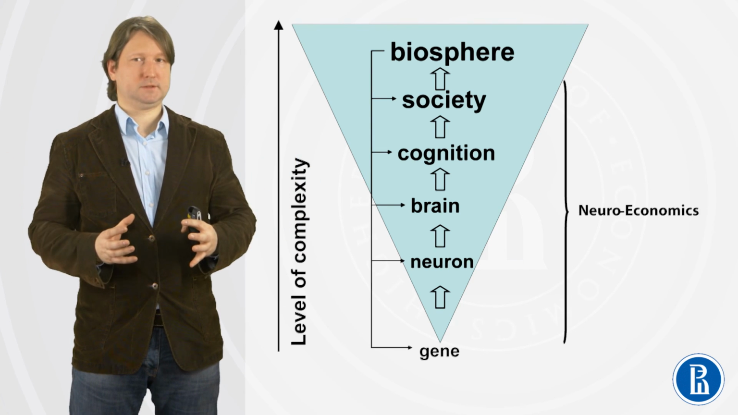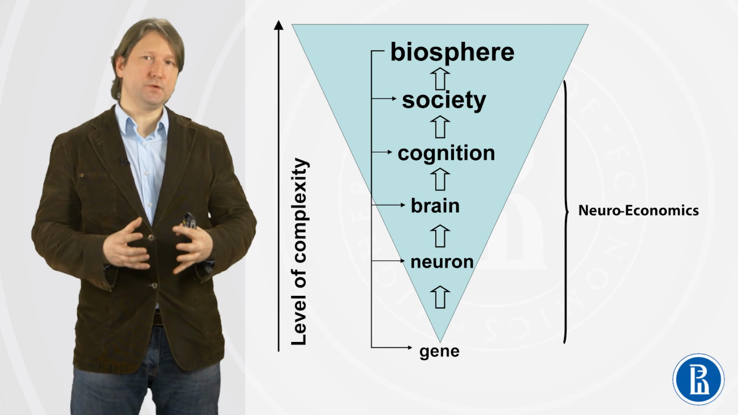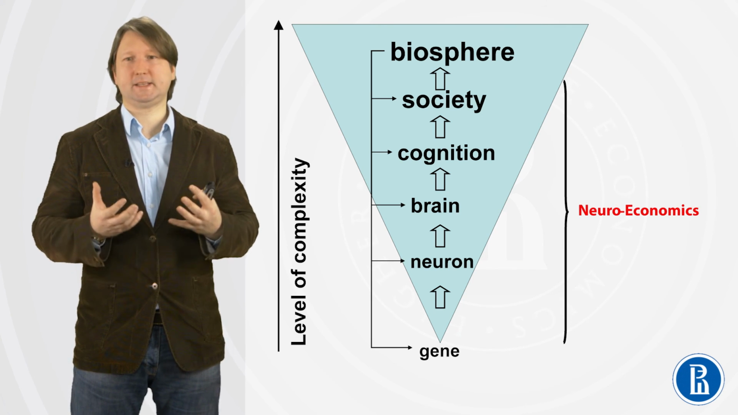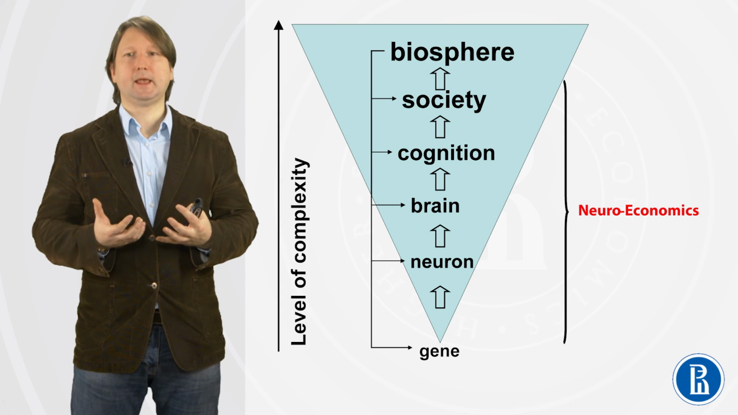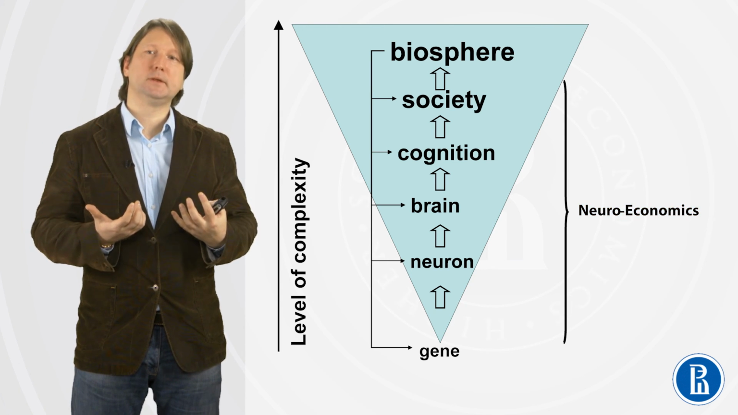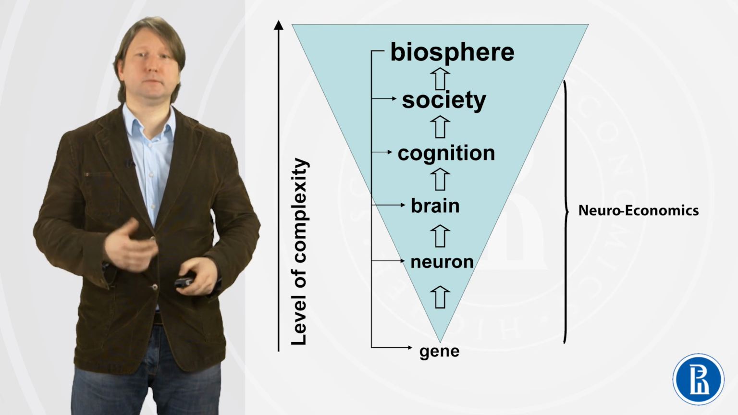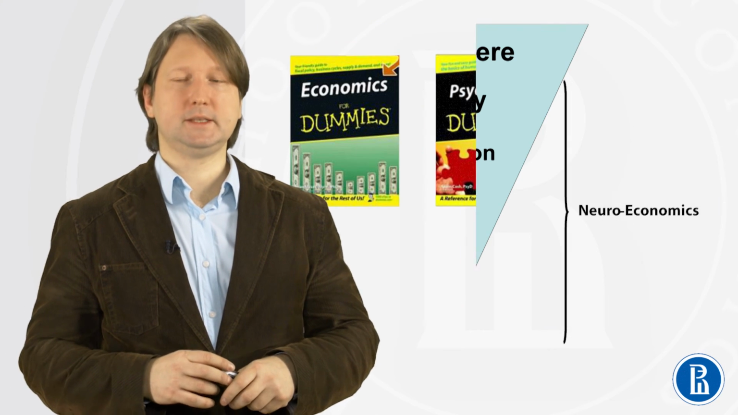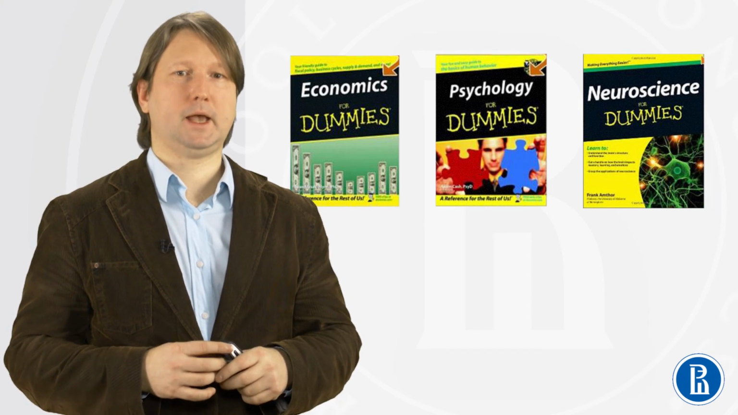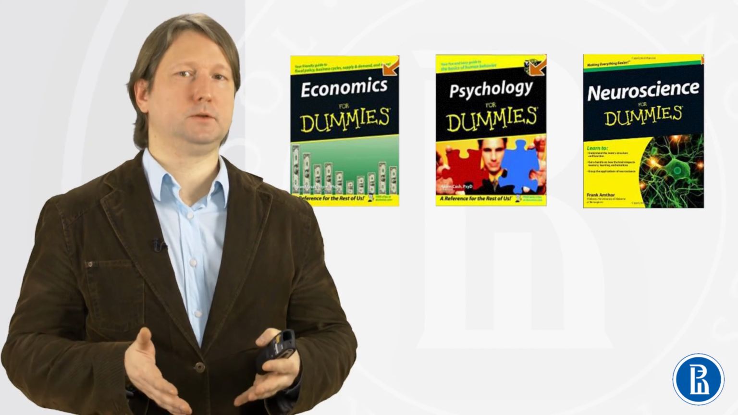To merge all these fields together and create a unified theory of decision making. This is a very ambitious plan, but this is a very exciting and provocative idea. And I hope that you will also get this excitement about this new provocative field from this course. So what is the reason to combine economics, psychology, and neuroscience together? I think there is a very fundamental reason to do it.